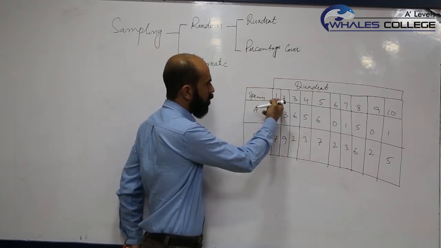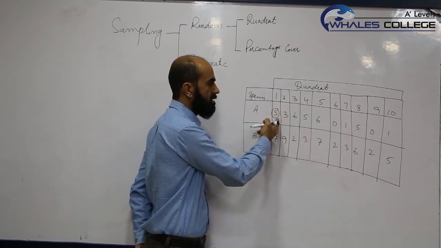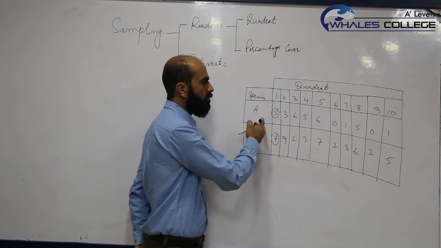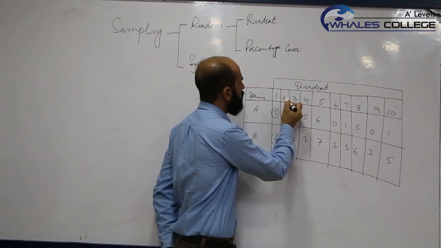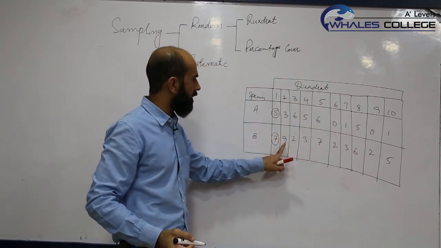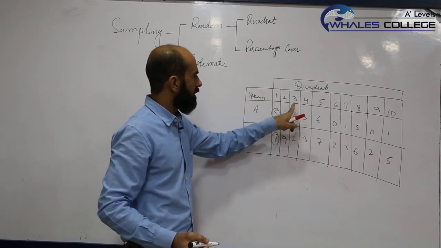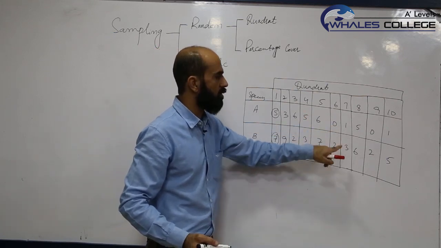Like in quadrate 1, 5 individuals of species A are present and 7 individuals of species B were present in quadrate 1. In quadrate 2, 3 individuals of species A and 9 individuals of species B. Similarly, 6, 2, 5, 3, 6, 7, 0.